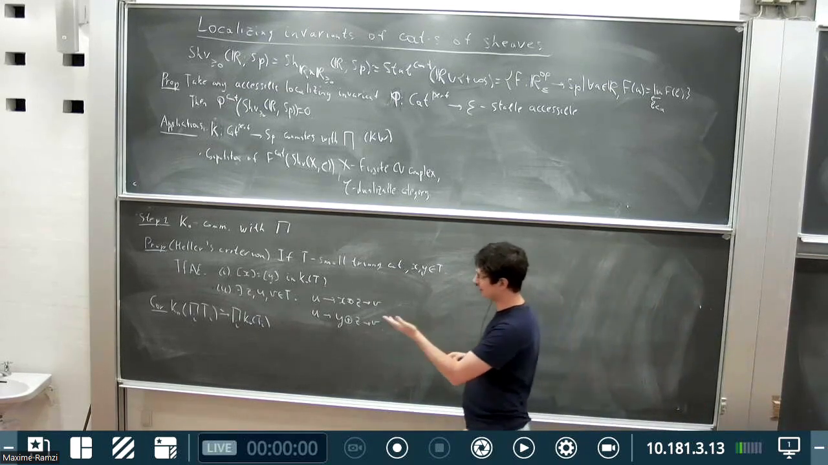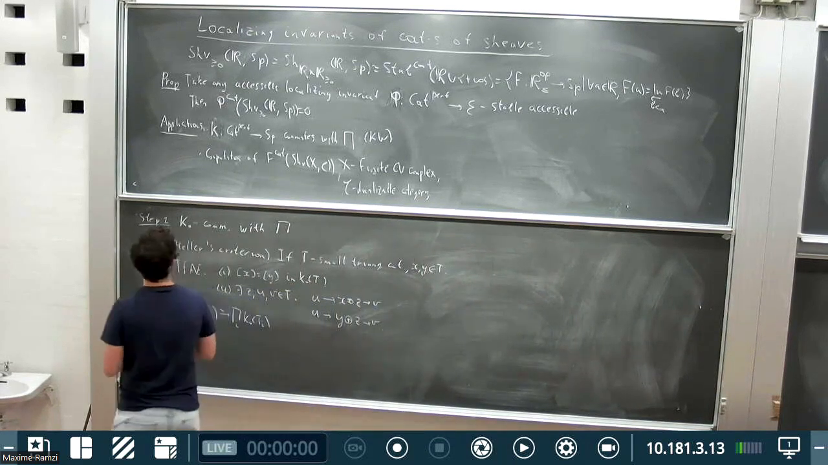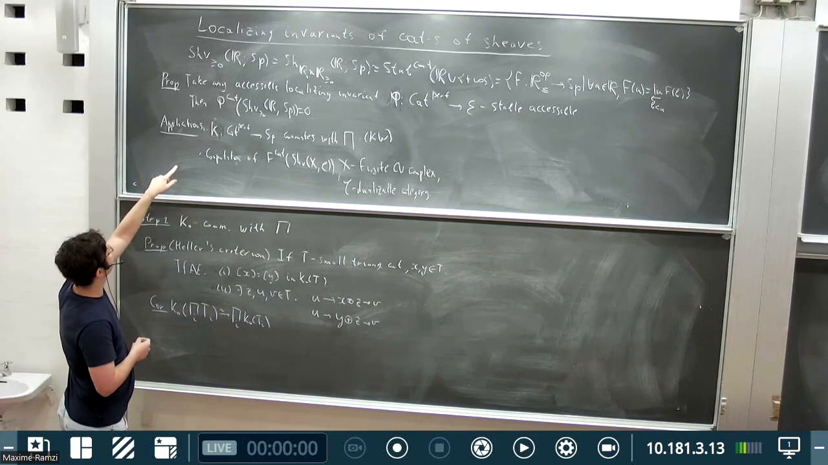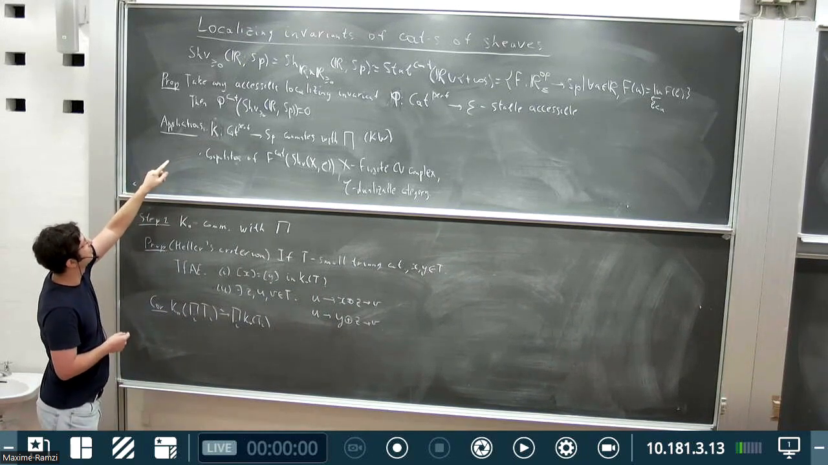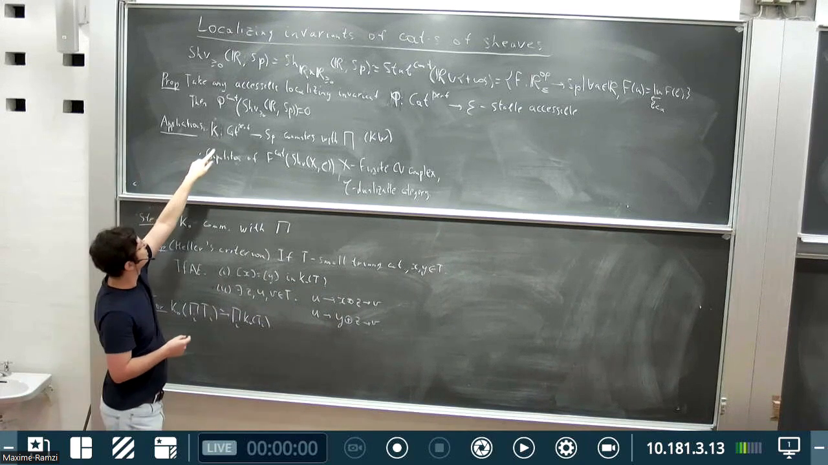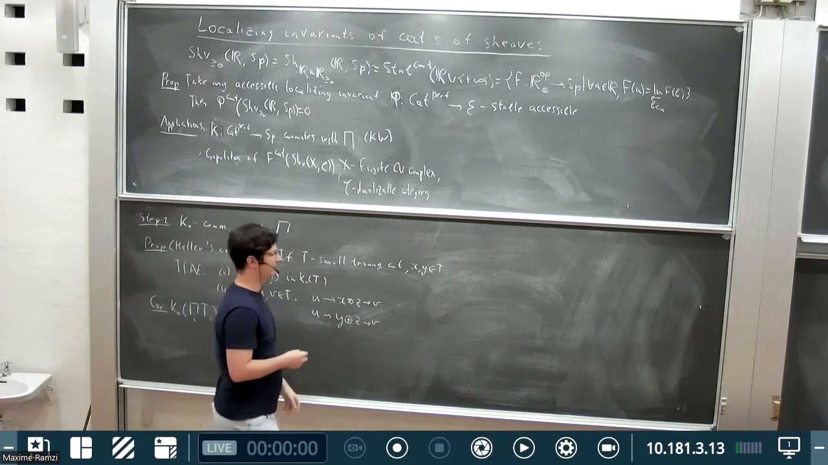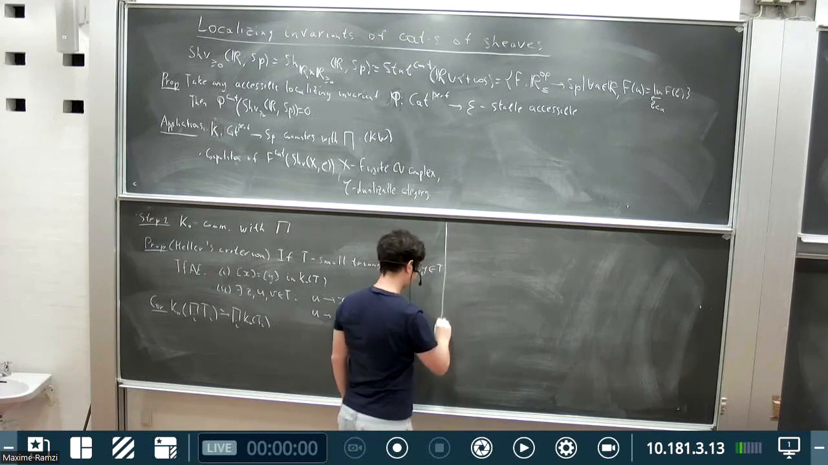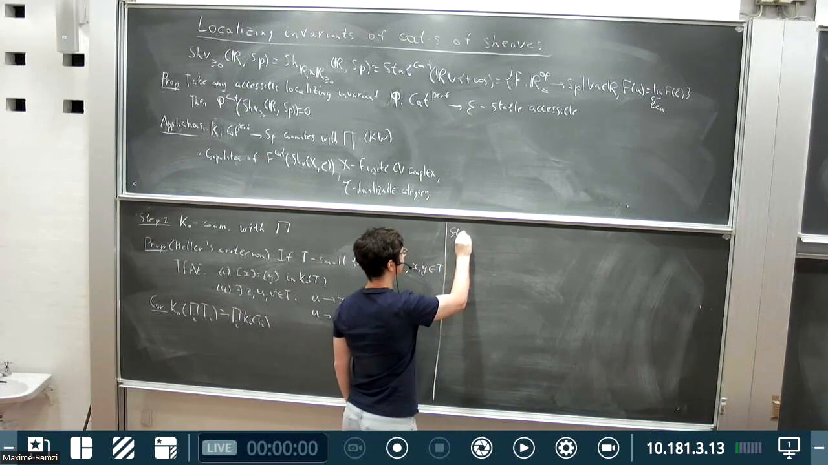The interesting question is about other K groups. But already using this, we will actually prove that all the localizing invariants vanish for this sheaves with non-negative singular support condition. So how do we do that? So step 2.